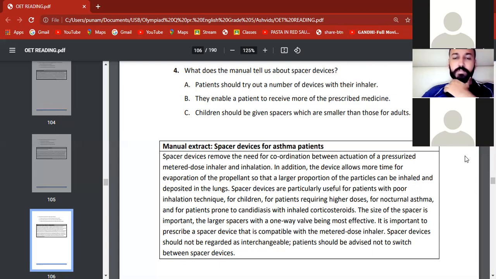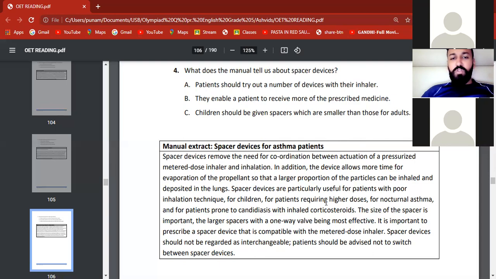Spacer devices are particularly useful for patients with poor inhalation technique, for children, for patients requiring higher doses, for nocturnal asthma, and for patients prone to candidiasis with inhaled corticosteroids. Okay, so now the word children has come in. Children was mentioned where? The third one. But what is it mentioning about children? Children should be given spacers which are smaller than adults. Is it talking about smaller spacers? No. It just mentioned children just to confuse us.